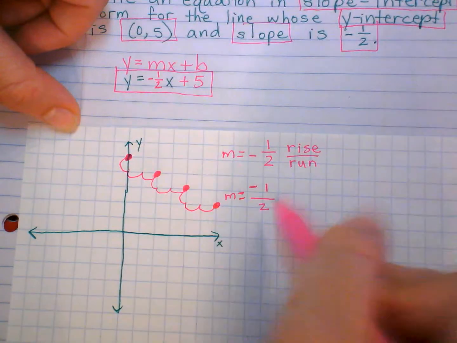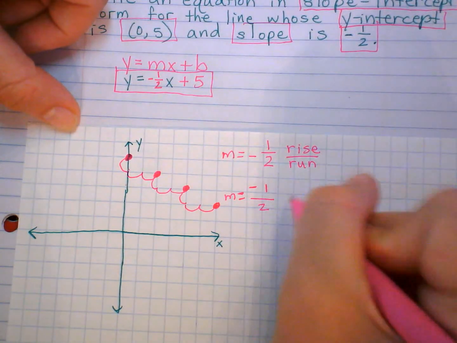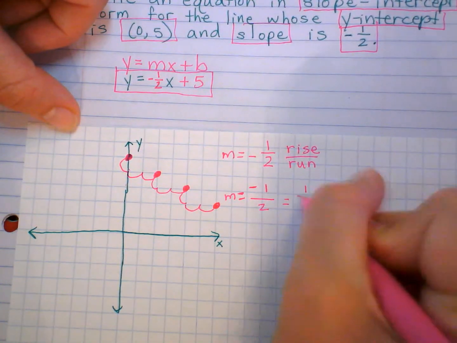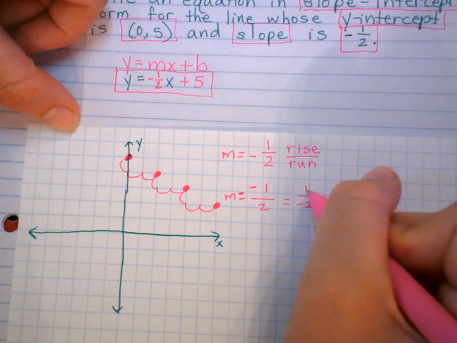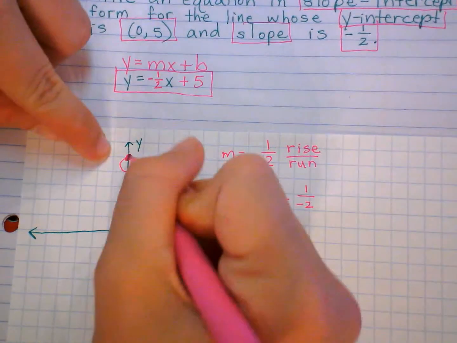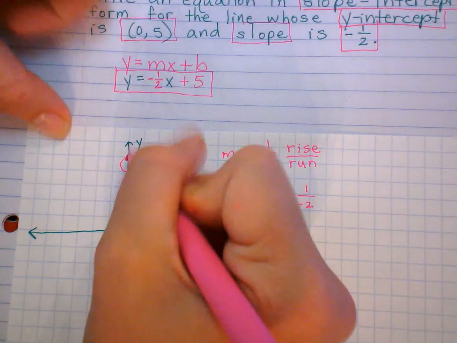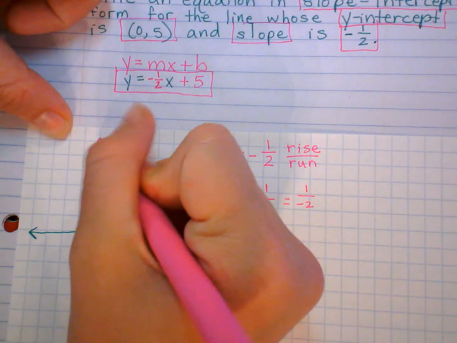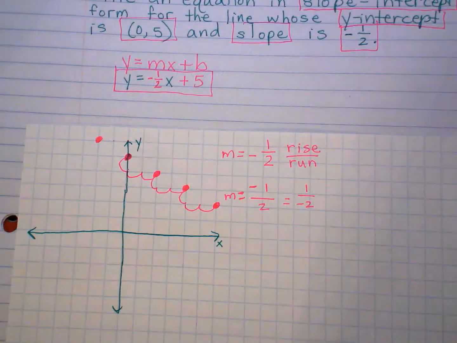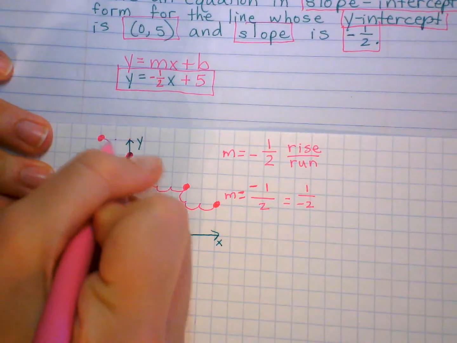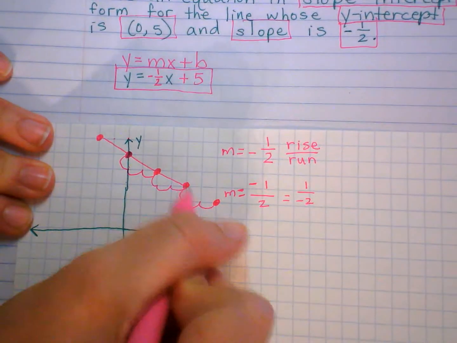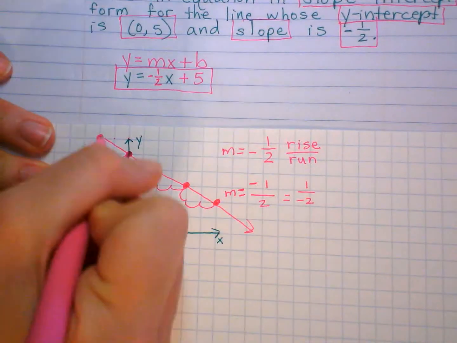So then, if you did it the other way, instead of negative 1/2, it could be 1/-2. That would be rise 1, so up 1, left 2. Up 1, left 2. And then you connect the dots, and your linear equation has graphed a line.